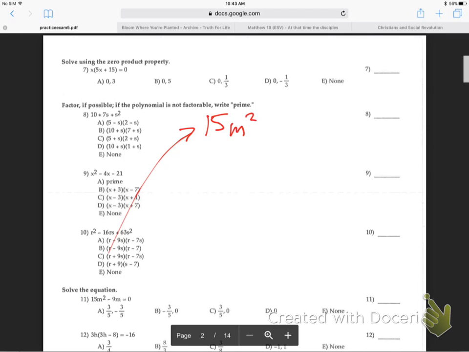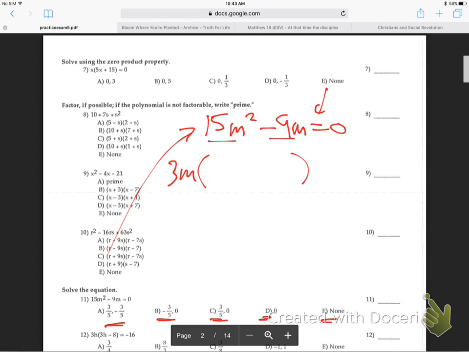Let me see. 15m squared minus 9m equals 0. Okay, this one's got a bunch of answers, right? Like this and this and this. So notice it's one of those where we've got to solve. What do you do when you have an equal sign? Get a 0. We got a 0. And then what? GCF, yeah. Got to factor, right? How do you factor? What's the GCF? 3 and m.